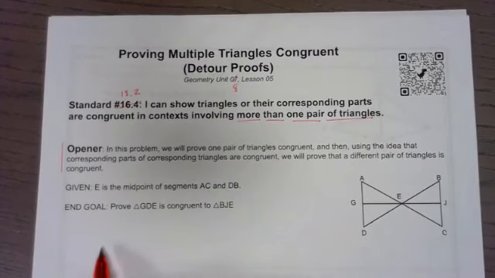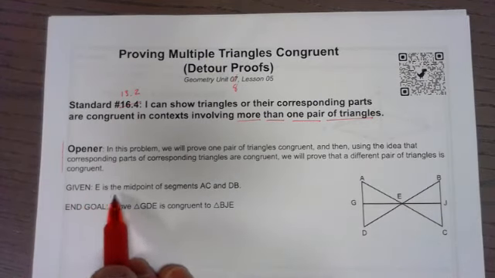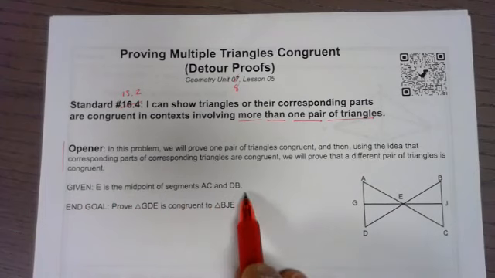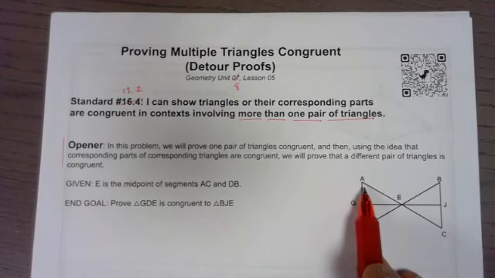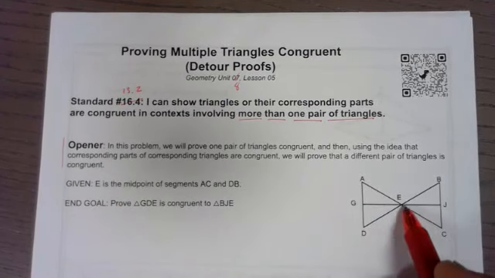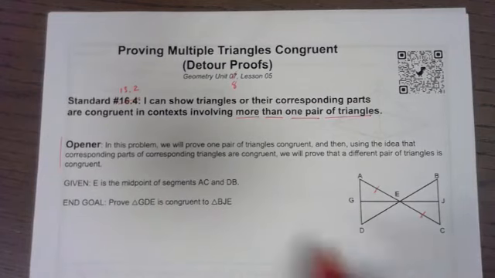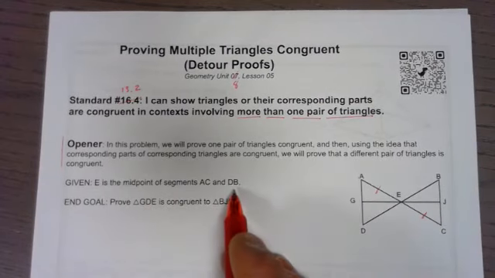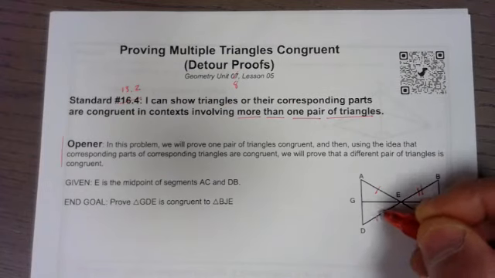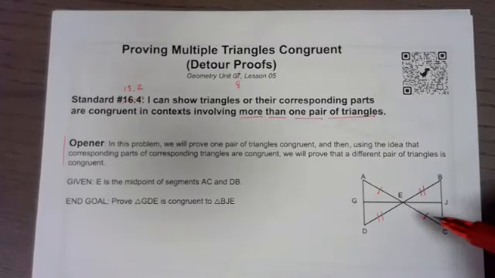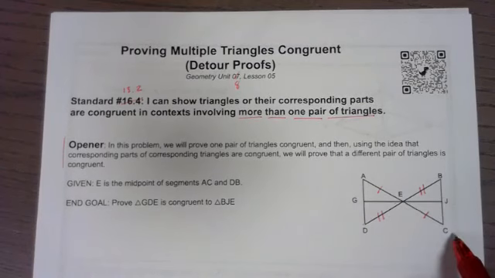So first off, say that our given, meaning the things that we're told are true, is that E is the midpoint of segments AC and DB. Now midpoint means it splits it evenly in half. So let's look, we have segment AC, and E is our midpoint. So that means that this segment here is going to be congruent with this segment right there. It's also the midpoint of segment DB. That means that it's going to be congruent segments here and here. So now we know that DE is congruent to EB and AE is congruent to EC.